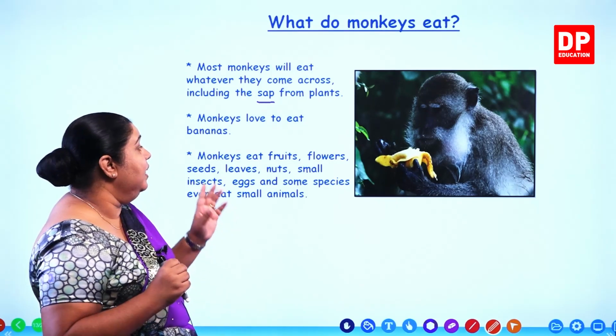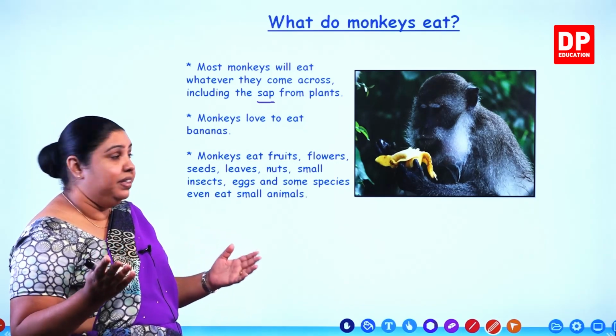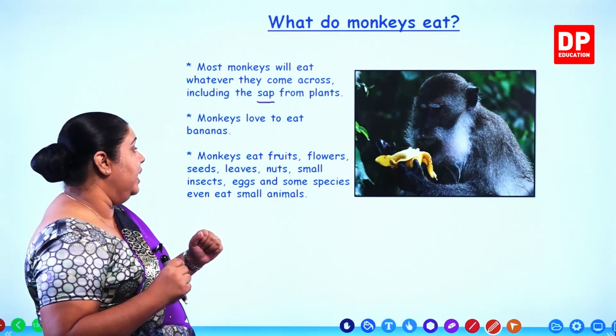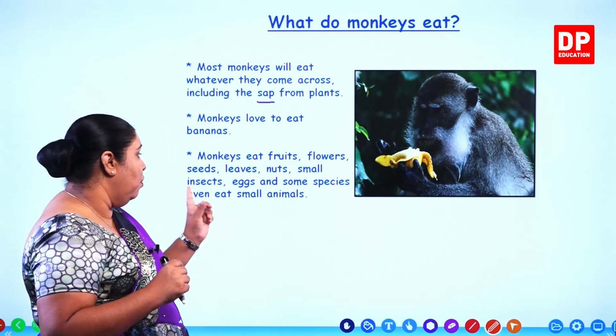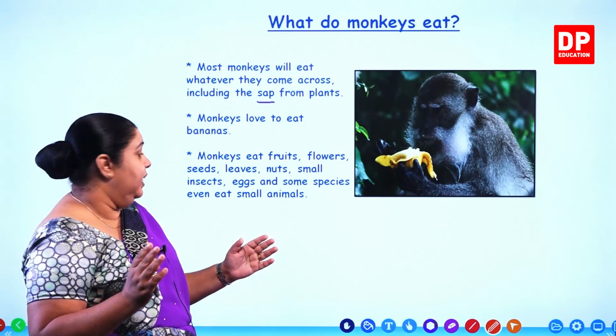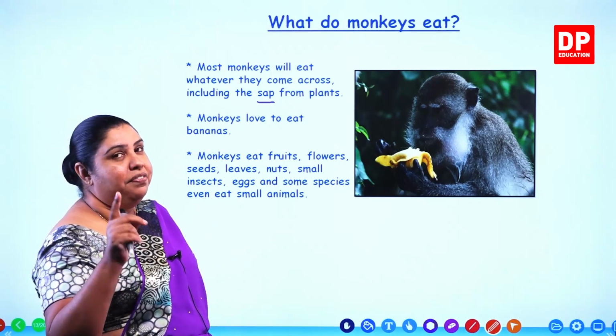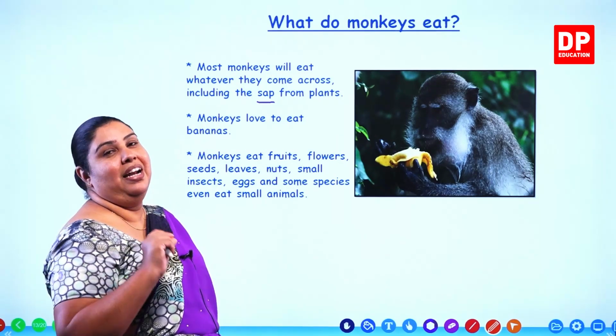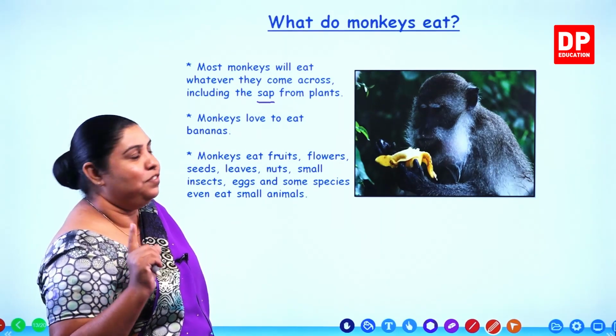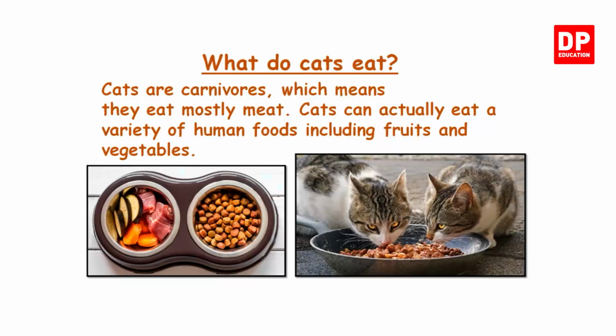That is what it said. Monkeys eat fruits, flowers, seeds and all of that, and some eat small insects, eggs and small animals as well. So monkeys, but their favorite is the banana. Don't forget that monkey's favorite food is banana.